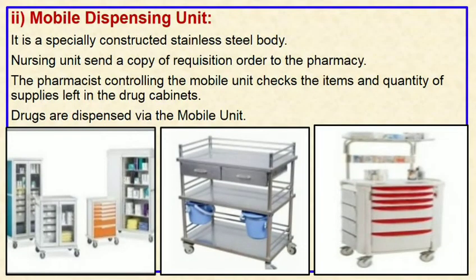Now second is the mobile dispensing unit. It is a specially constructed stainless steel body. The nursing unit sends a copy of the requisition order to the pharmacy. The pharmacist controlling the mobile unit checks the items and quantity of supplies left in the drug cabinets, and drugs are dispensed via the mobile units. These are some images of mobile units.